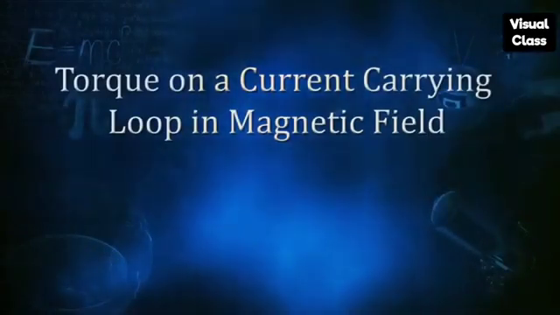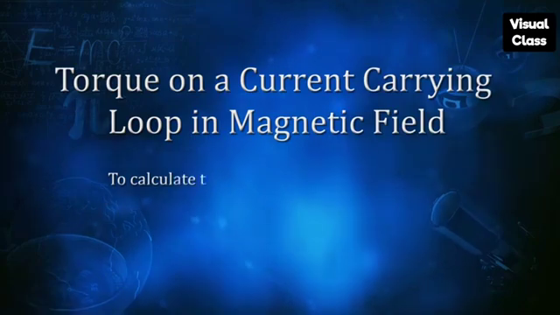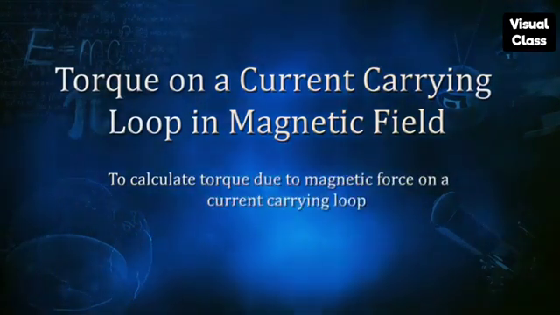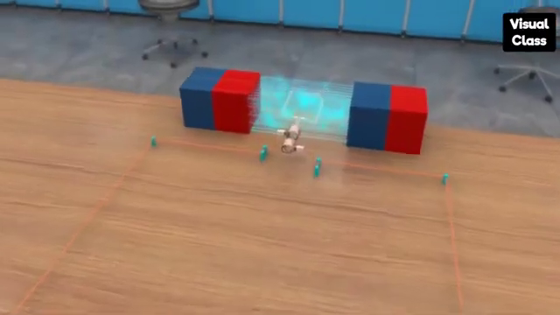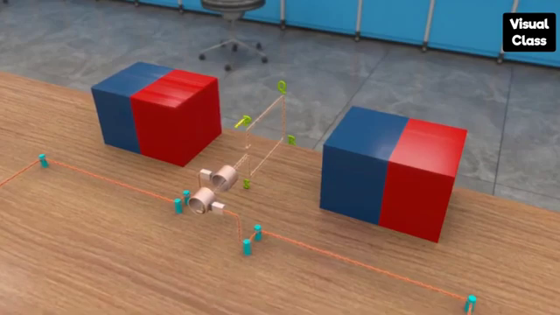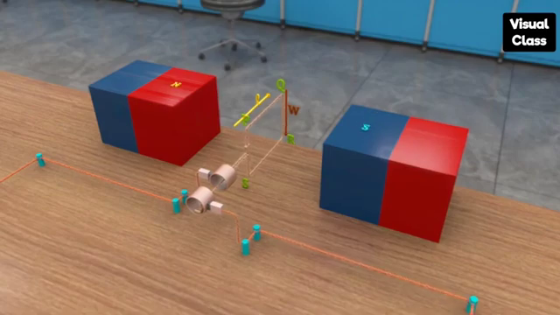Torque on a current carrying loop in a magnetic field. Objective: to calculate torque due to magnetic force on a current carrying loop. Consider a rectangular loop PQRS of length L and width W, suspended perpendicular to a uniform magnetic field B bar.